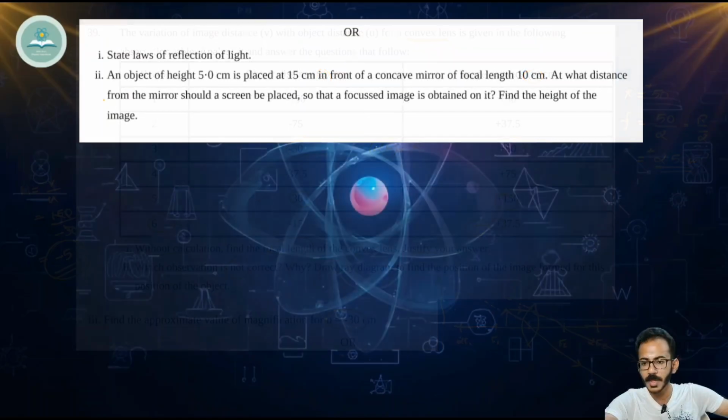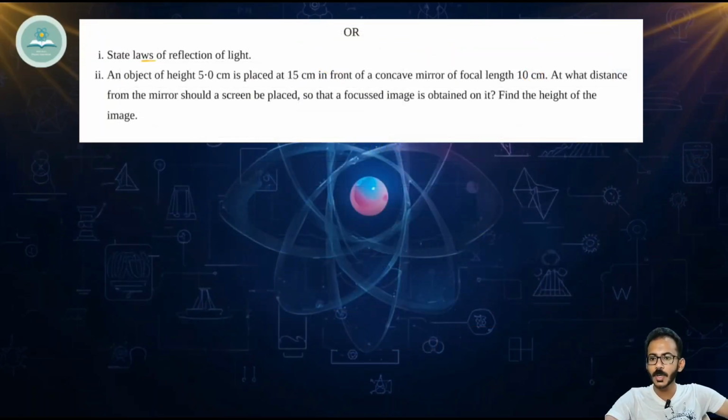First question is, state laws of reflection of light. We know the laws of reflection of light. First law states that angle of incidence is always equal to angle of reflection. Second law states that the incident ray, the reflected ray, and the normal at the point of incidence all lie in the same plane. These are the laws of reflection. Now, second question is an object of height 5 centimeter.